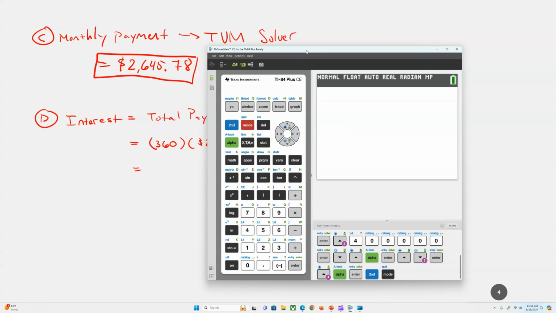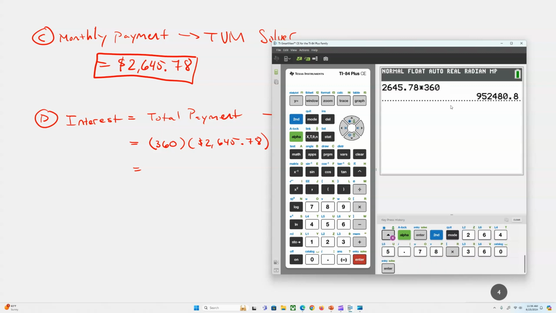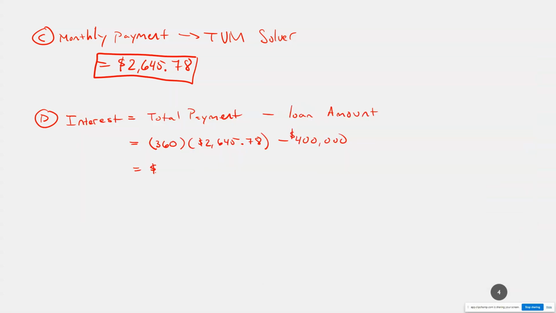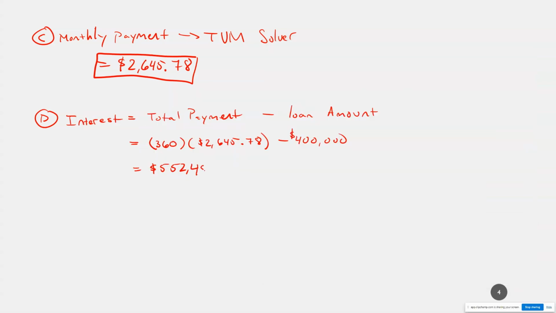Let's see how much we're going to pay in interest. $2,645.78 times 360 payments. So over 30 years, this is how much we actually paid the bank. Well, we only actually borrowed $400,000. Wow, look at this. We paid more in interest than the cost of the house. So over 30 years, how much we paid in interest was $552,480.80.